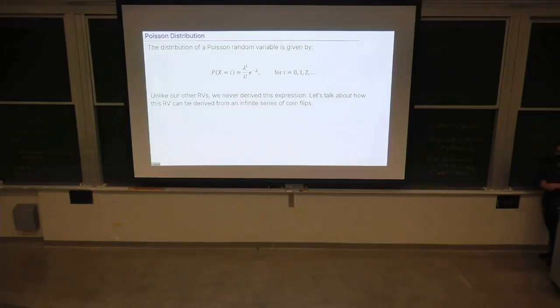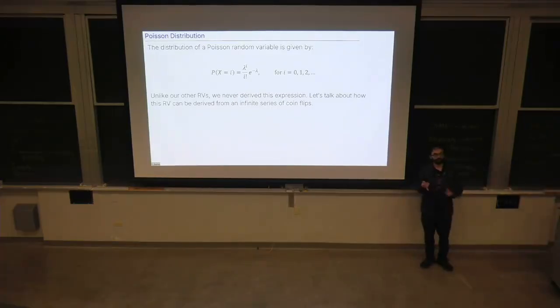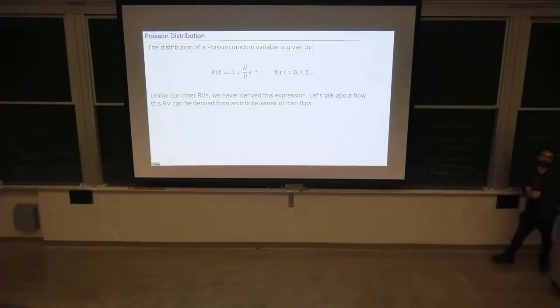Okay. So unlike our other random variables, we never really talked about where this expression came from. Bernoulli was trivial. Binomial took some exercise with our counting lectures. Geometric we derived from first principles without too much work. Poisson's a lot more work to talk about where it comes from. We're going to derive it from an infinite series of coin flips ultimately. Okay, so why is that going to happen?